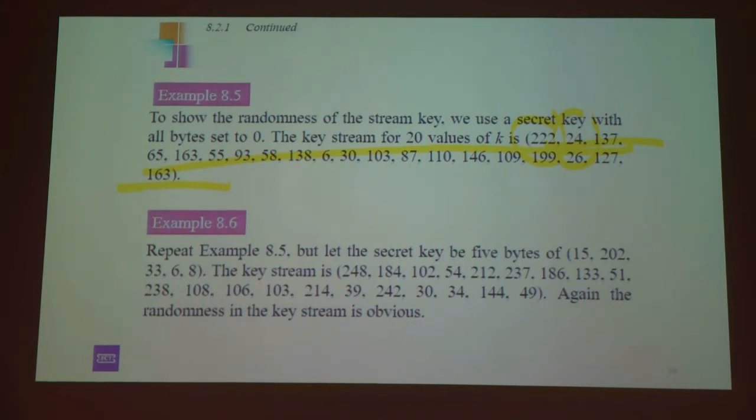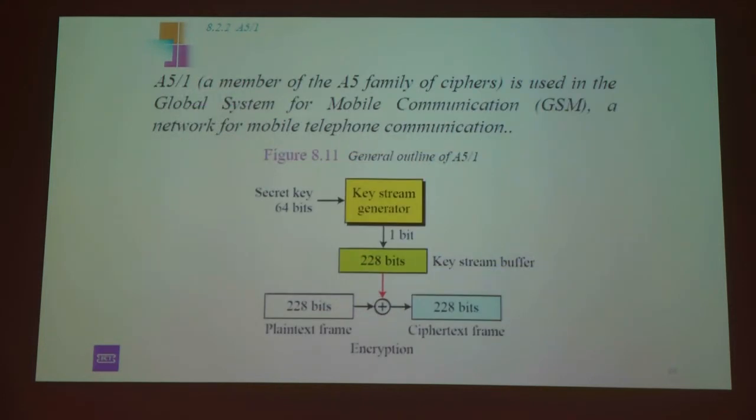It says repeat example 85, but let the secret key be 5 bytes. So that's a secret key: 15 20 2 20 32 68. The key stream will be completely different than before. Again, the randomness of the key stream. All right. So that's RC4.